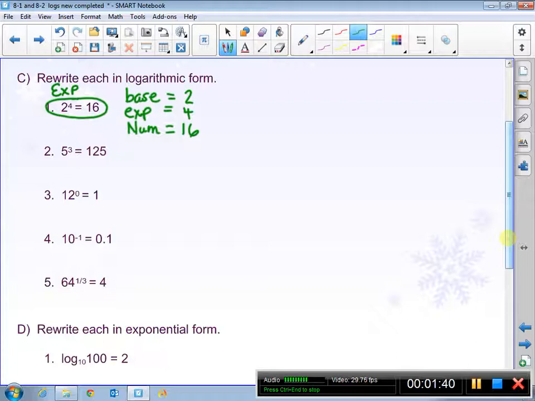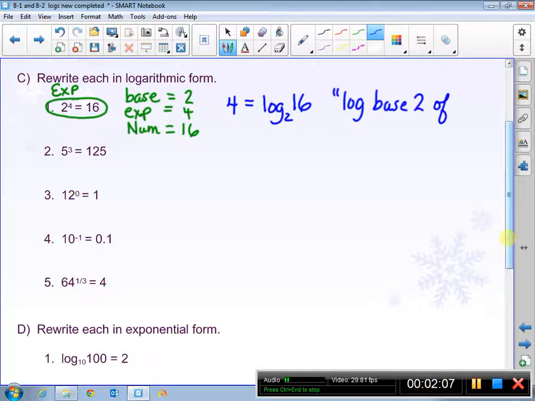So we're going to take our base, exponent, number and now rewrite 2 to the 4th equals 16 in logarithmic form. We know we take the exponent equals the log. The base is a subscript, and 16. So log of 16 base 2, or log base 2 of 16, is how you say that. Let's do a couple more.